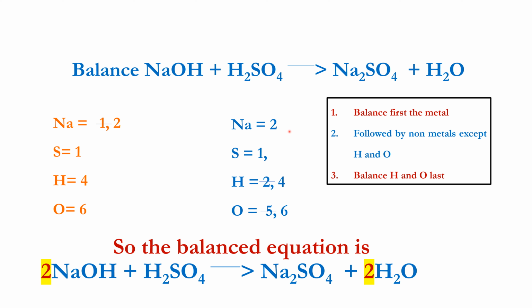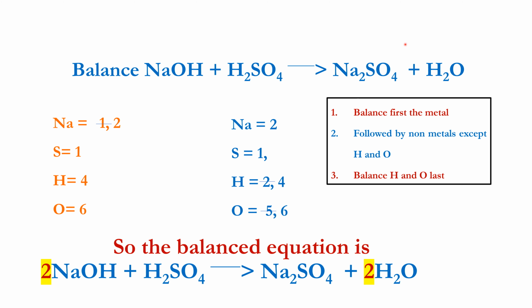So the next thing then is to balance the non-metal except hydrogen and oxygen. So we do hydrogen and oxygen last. And the non-metal here is sulfur. How many sulfur do we have here? We only have 1 sulfur here on the left-hand side.